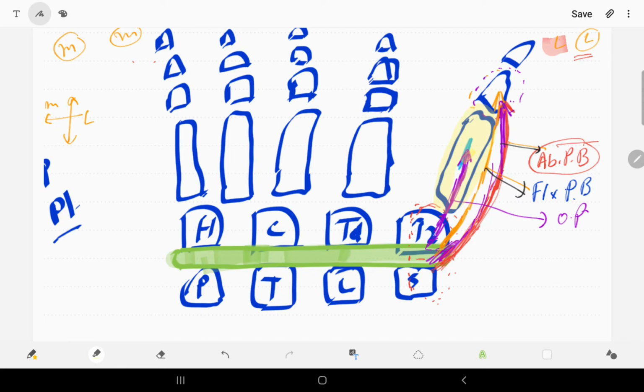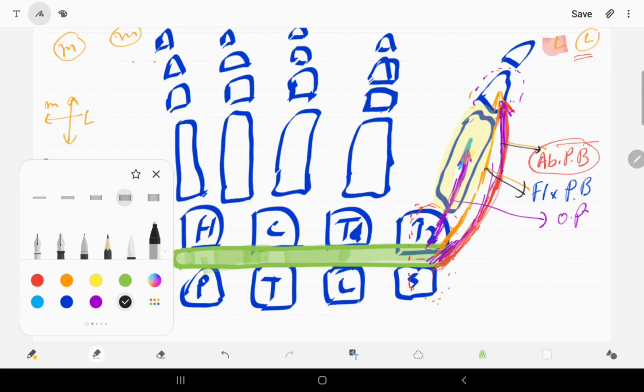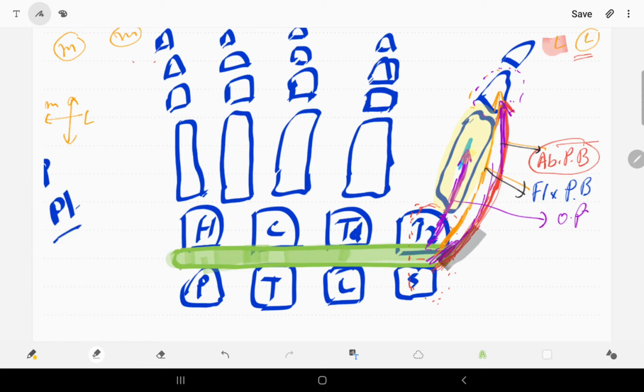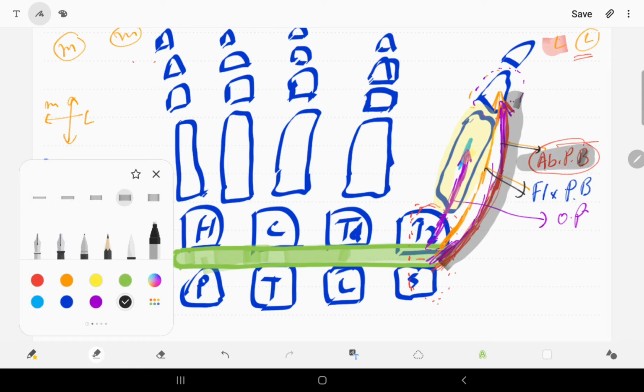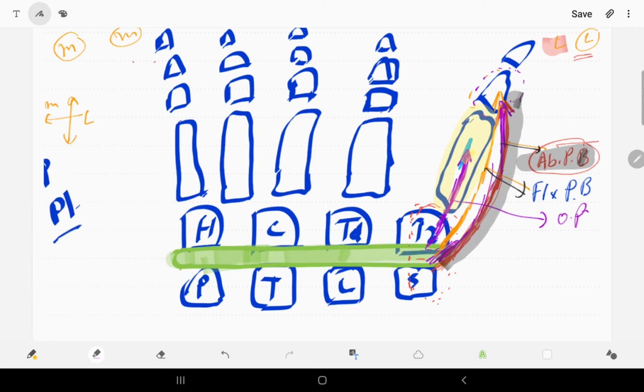Okay, so of these three muscles, you can see the most outermost muscle is your abductor pollicis brevis, which helps in abduction. And then this is your flexor pollicis brevis, which is medial to abductor pollicis brevis. It helps in flexion of the thumb.